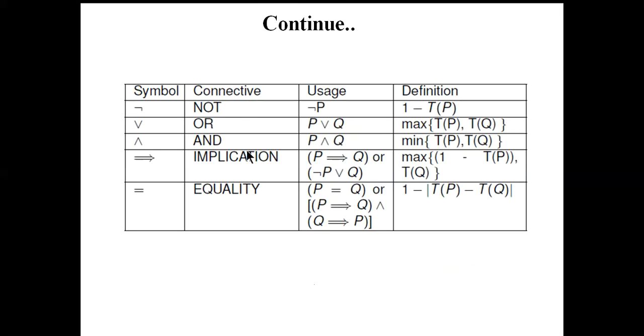So these are the notations for different operations like not, or, and, implication, equality, and those can be given like this. Not is given by 1 minus TP, or is given by max(TP, TQ), and is min(TP, TQ). Implication is given by max(1 minus TP, TQ). Equality is given by 1 minus |TP minus TQ|. In this way we can define several operations on fuzzy propositions.